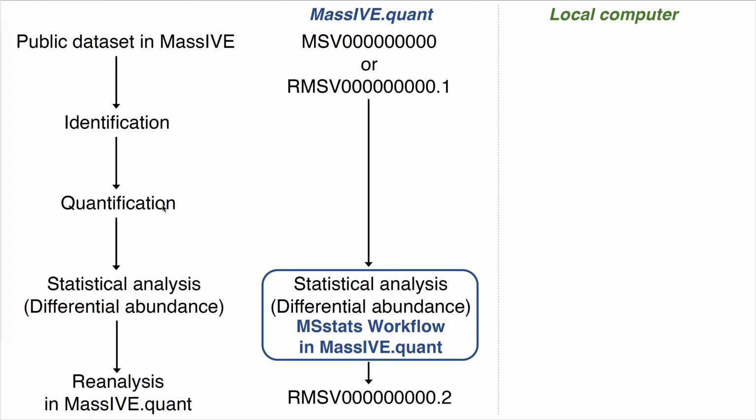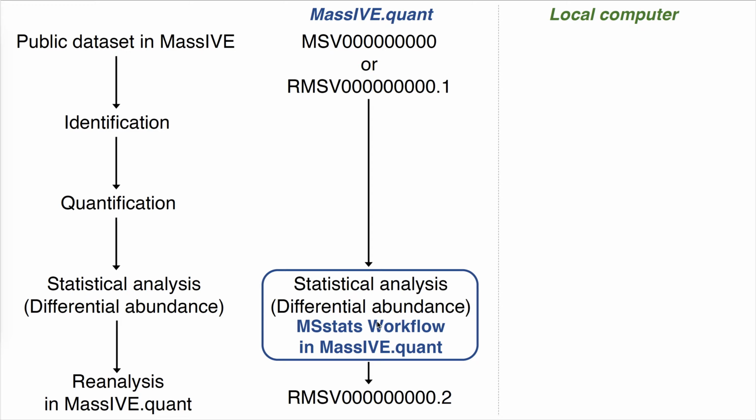This quantification data is probably already included in the dataset from the original submission, or another researcher already reanalyzed the dataset and then published their quantifications or statistical analysis. So the quantification can be available in the dataset or in another reanalysis. In any case, we want to use this quantification file for statistical analysis, especially using the MSstats workflow.